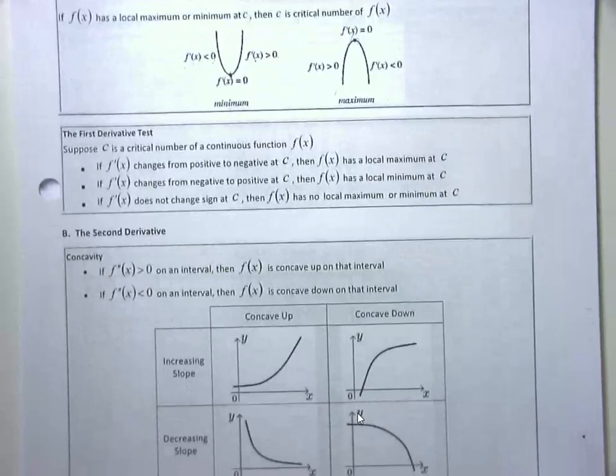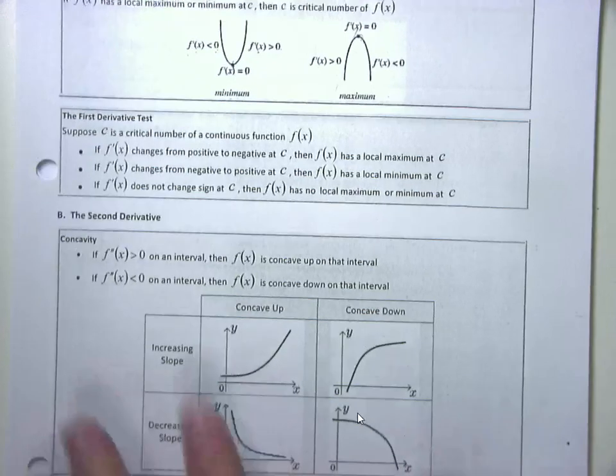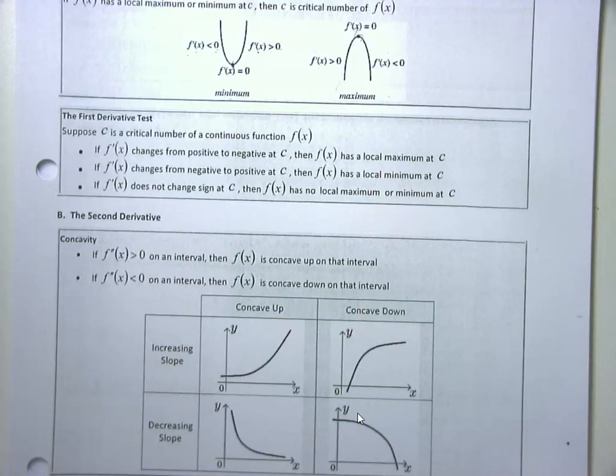That leads us into what we call the first derivative test. Suppose c is a critical number of a continuous function f of x. If f prime of x changes from positive to negative at c, then f has a local maximum at c. If f prime of x changes from negative to positive at c, then f of x has a local minimum at c. If f prime of x does not change its sign at c, then f of x doesn't have a maximum or minimum at c.